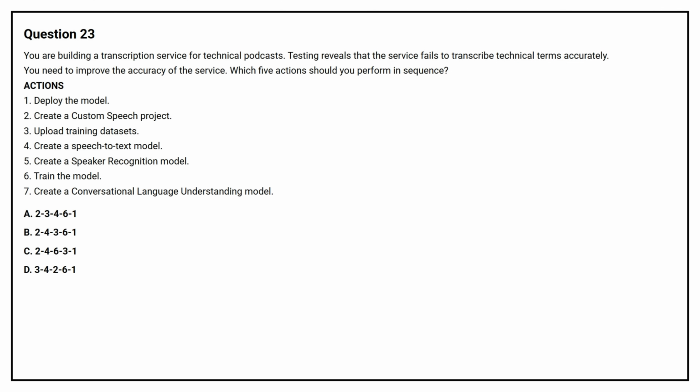Question number 23. You are building a transcription service for a technical podcast. Testing reveals that this service fails to transcribe technical terms accurately. You need to improve the accuracy of the service. Which 5 actions should you perform in sequence?